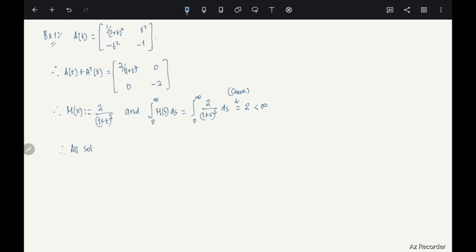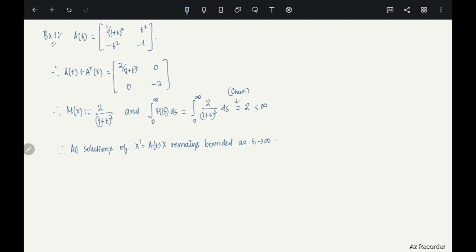Is this clear? Okay, so therefore all solutions of x prime equals A(t) times x remain bounded as t tends to infinity. Is this okay? Very simple. So this is the first example.